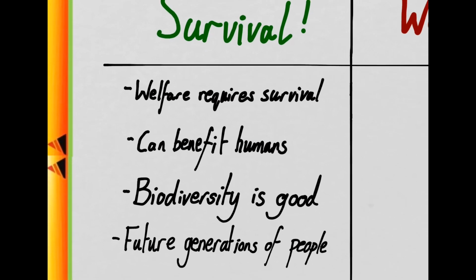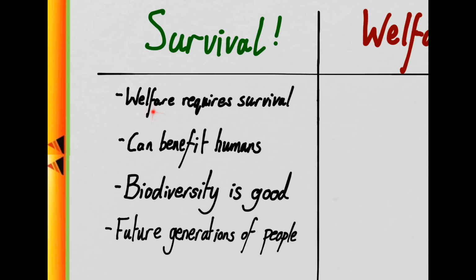On the survival side, we might say, well, in order to benefit from welfare, we need to be surviving, or the animals need to survive. Survival of species can benefit humans, and that's more important than the welfare of animals, you might argue. You might say biodiversity itself is good inherently, or you might talk about future generations of people, keeping knowledge for the future, letting your great-great-grandchildren see elephants, that sort of thing.